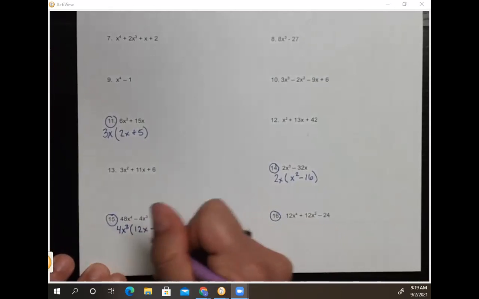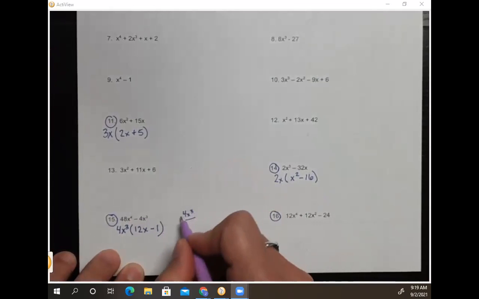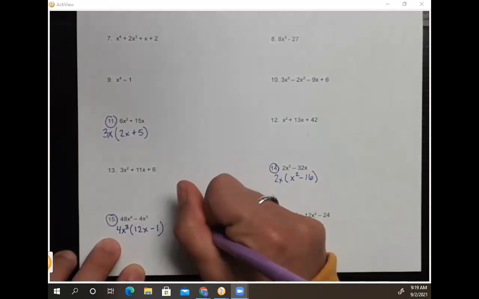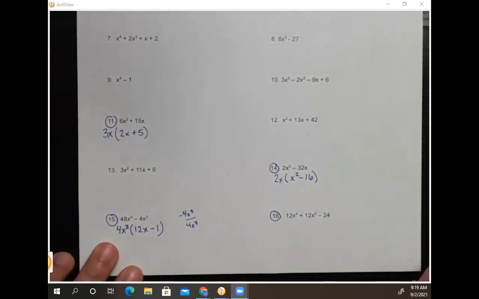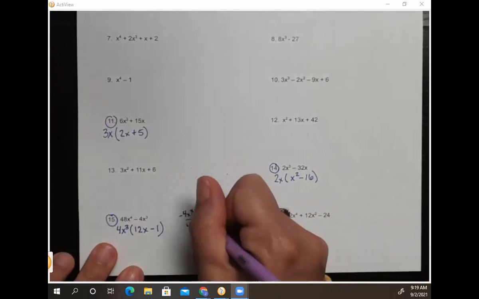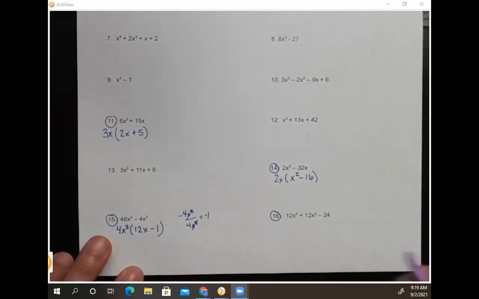Remember, if you need to, you can think of this like the term divided by our GCF. This is really what I'm doing. We talked about this yesterday, right? I'm dividing out that GCF. So my x cubes would be gone, and negative 4 divided by 4 would be negative 1. So that's why I have that minus 1 there.